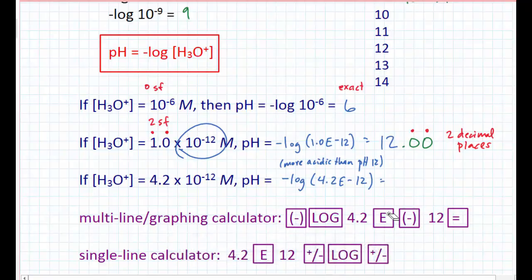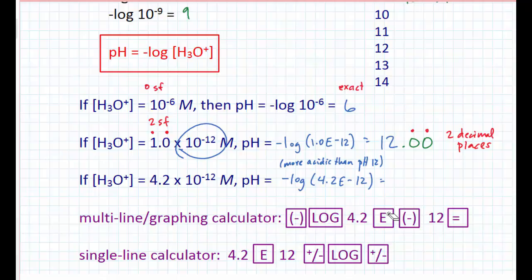This graphing calculator will behave the same way that any 2-line calculator would. So I can just do the negative log 4.2. On mine, I've got EE printed right up above there. Some calculators have that as a button. Some have EXP down on the bottom. But I did E negative 12. And 11 point something. There's something wrong with my screen, but I typed 4.2e minus 12. So I'm going to get an answer something like that.